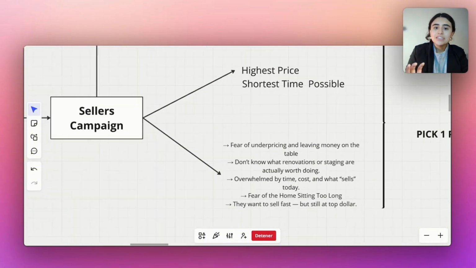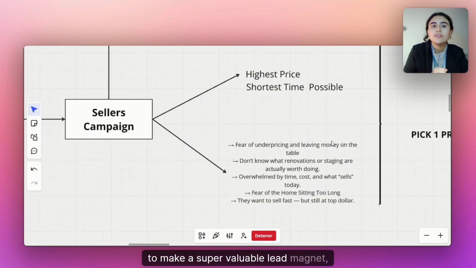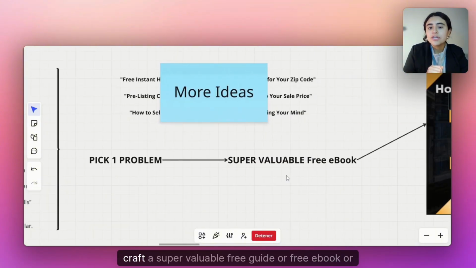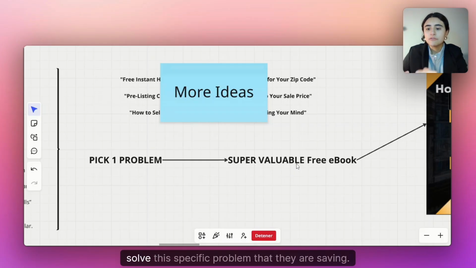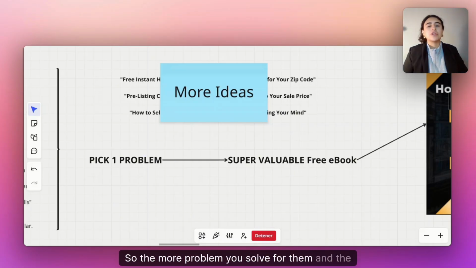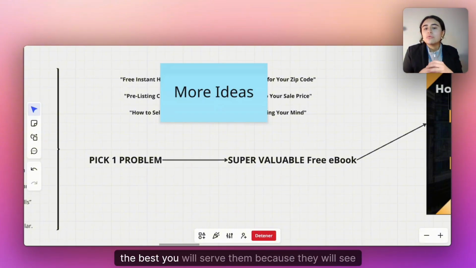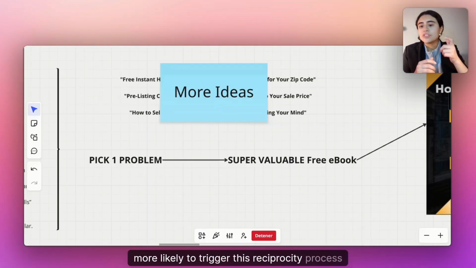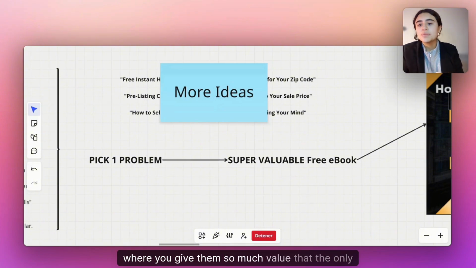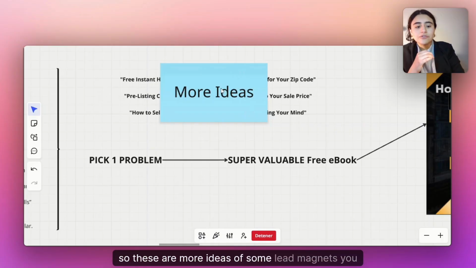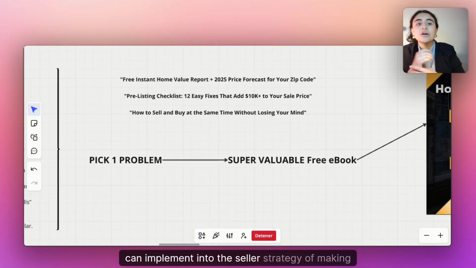So basically, to make a super valuable lead magnet, you're going to pick one of these problems or one of these dream outcomes, and you're going to craft a super valuable free guide or free ebook or free checklist, or whatever you have to craft, to solve this specific problem. The more problems you solve for them and the more value you stack into the guide you're making, the better you will serve them, because they will see that you are an expert in that field, and they are more likely to trigger this reciprocity process where you give them so much value that the only thing left to do is start working with you, right?